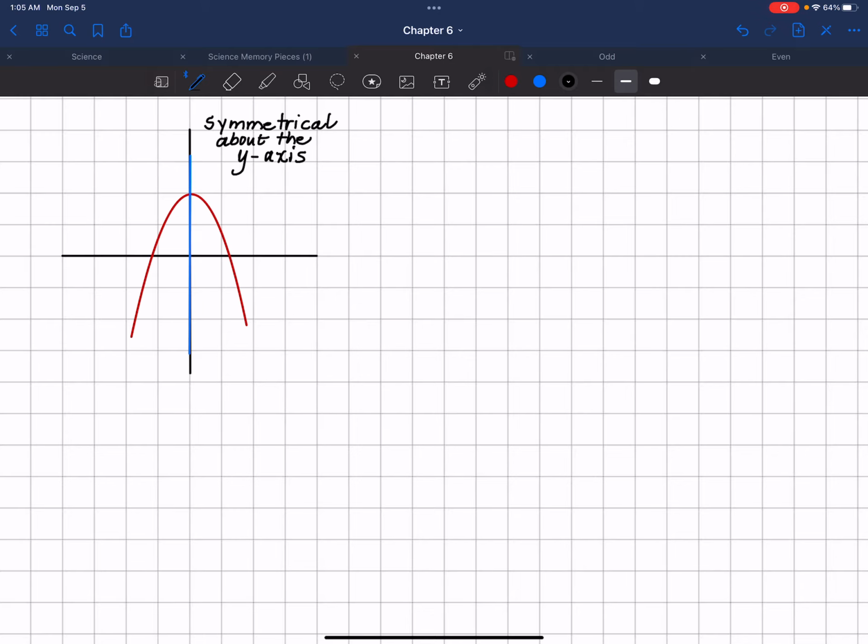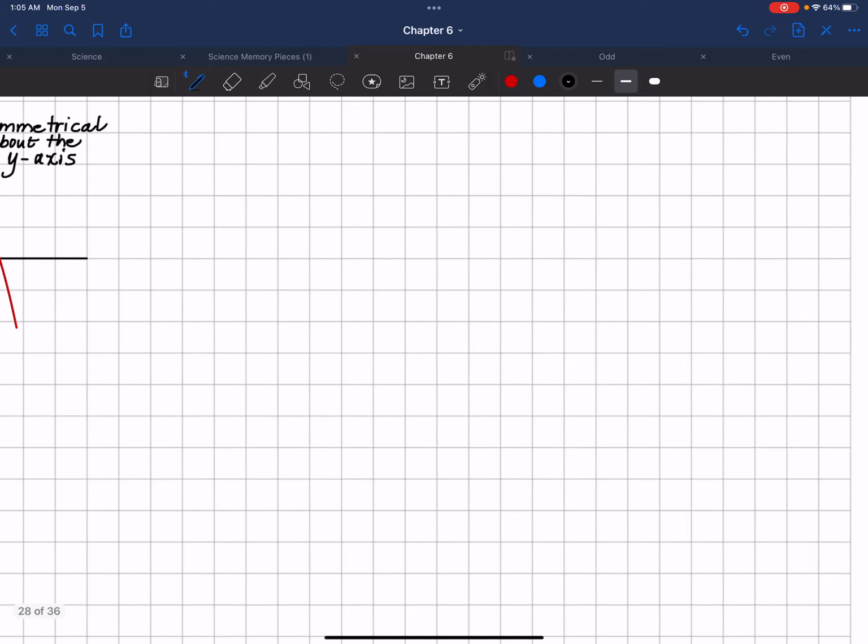Okay. What about this one? Is that symmetrical about the y-axis? No, this one is symmetrical about the x-axis because the x-axis would be the mirror. So symmetrical about the x-axis.